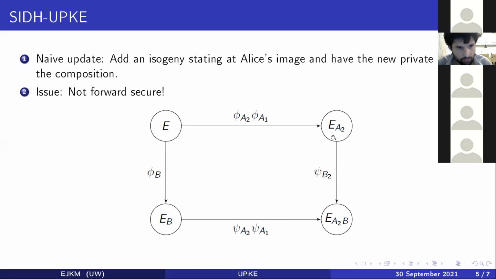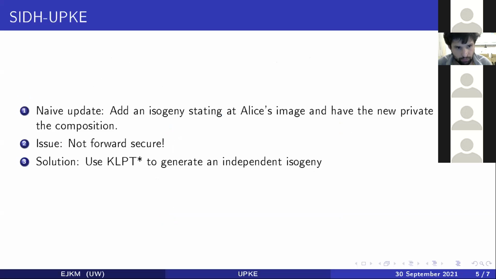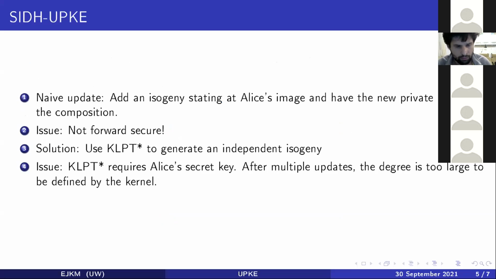However, this is not forward secure because obtaining the composition of the isogenies would give most of the information on the original isogeny. To solve this problem, we use an algorithm called KLPT star, which is able, given some information, to generate an independent isogeny between two given elliptic curves. So we can use that algorithm to modify the composition to get an independent isogeny between the same domain and image. However, there are two issues with that method.